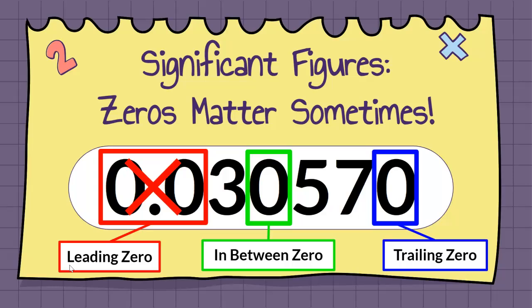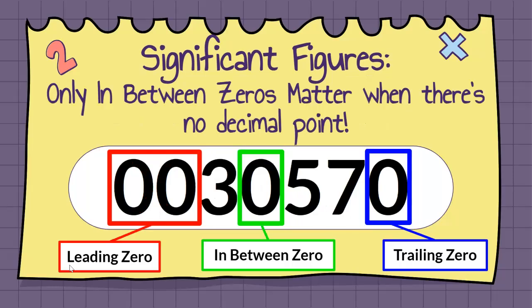And trailing zeros depend. If there's a decimal, so for example, this number has a decimal, the trailing zero does matter. It is significant. But if we take away that decimal, then the leading zero still doesn't matter, but now the trailing zero also doesn't matter. So it is no longer significant since this number does not have a decimal.